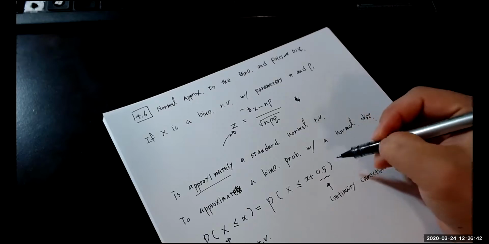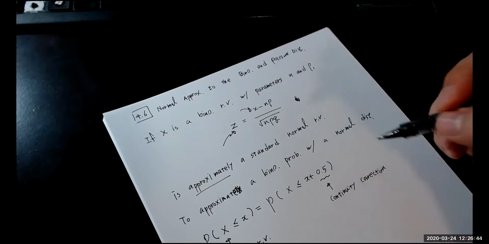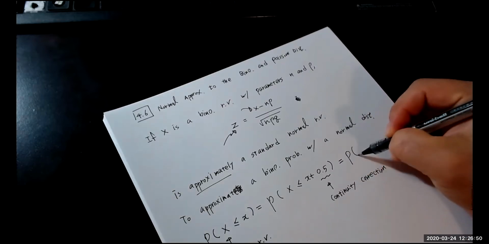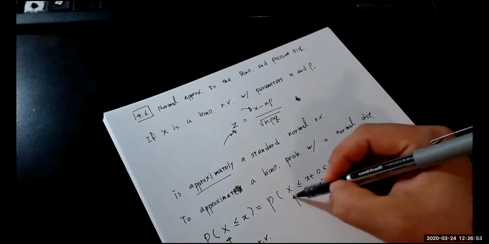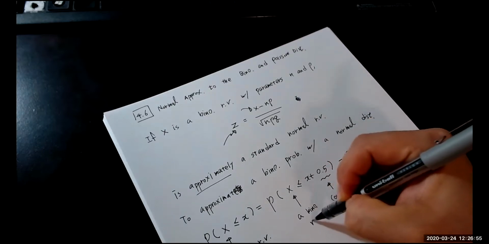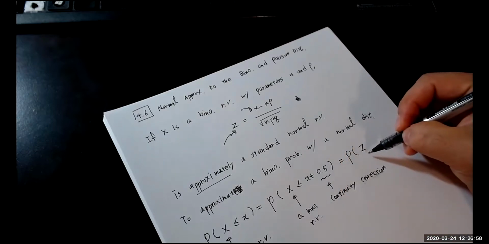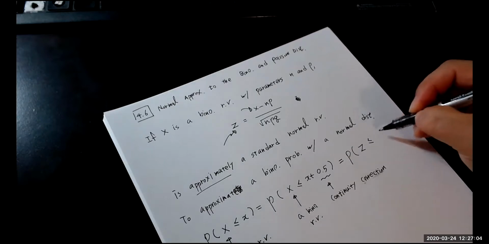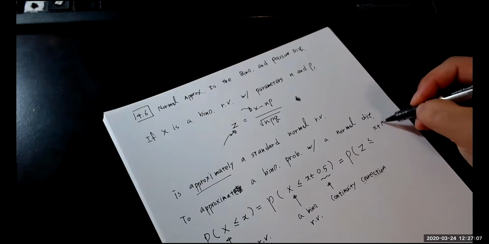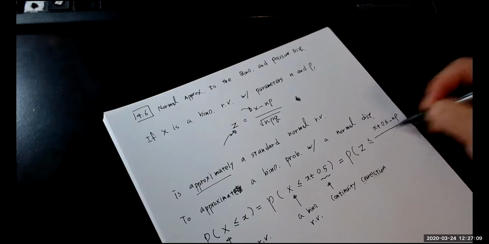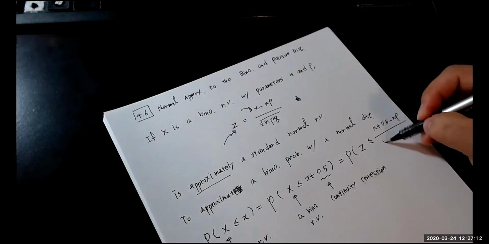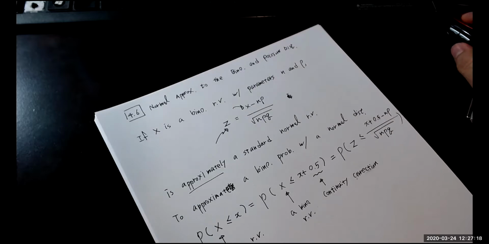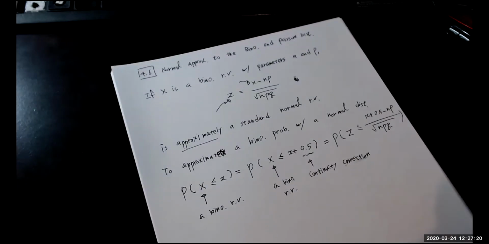So now, this is a binomial random variable. Then z, the z-score, a continuous random variable in a standard normal distribution, is less than or equal to x plus 0.5 minus np, over the square root of npq.